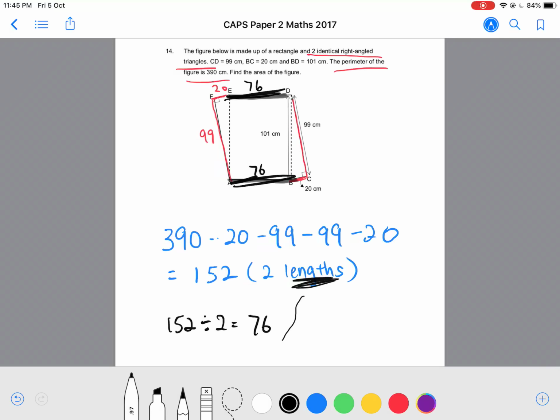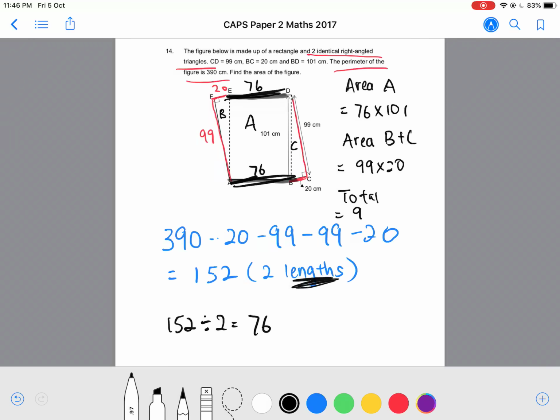Okay, so can we now find the area? It will be a lot easier, right? So area of A, B, and C. So area of A, what would it be? 76 times 101. Alright, what about area B? How about we do area B plus C together, so you don't have to halve it. It will be 99 times 20. And when you add up these two numbers, can you try to see if you get the answer?